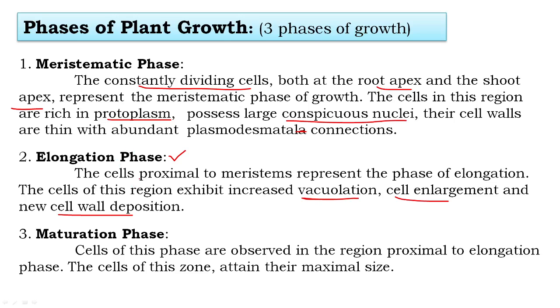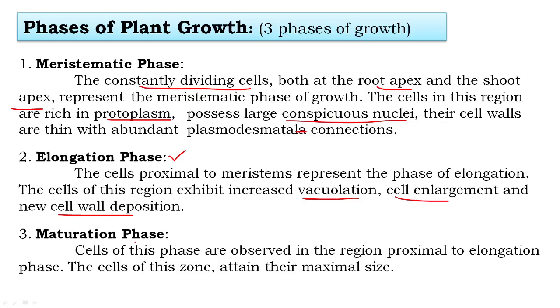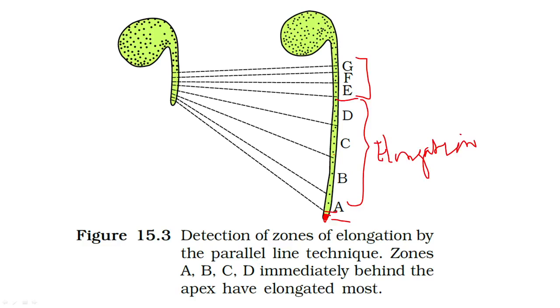So this is the elongation phase. Then they will form the maturation phase. And in the maturation phase, the cells of this phase are observed in the region proximal to the elongation phase, and the cells of this zone attain their maximal size, and they also obtain particular function.